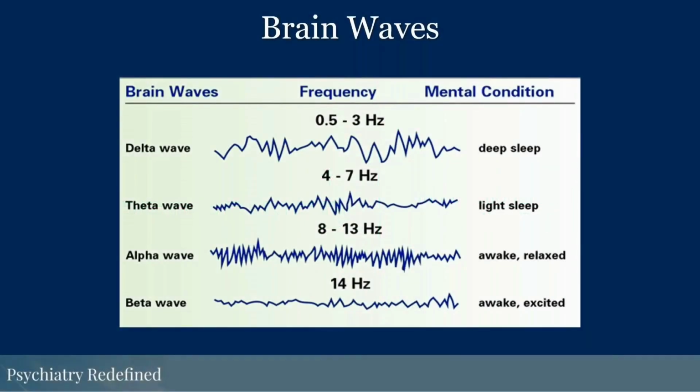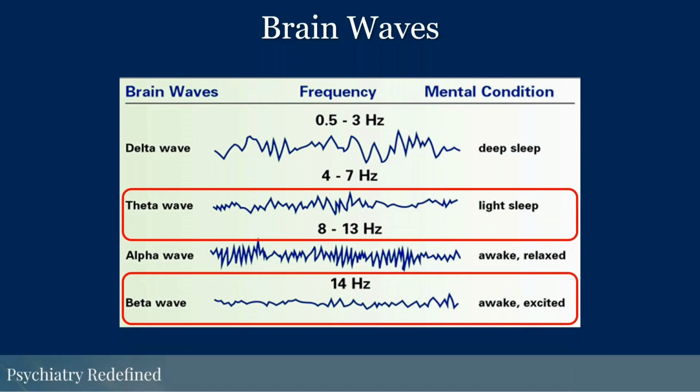First we need to do a little neurophysiology. So I need everyone to learn a little bit about brainwaves. These are 4 different types of brainwaves, and the ones that we're most interested in for ADHD are going to be the theta and beta waves.